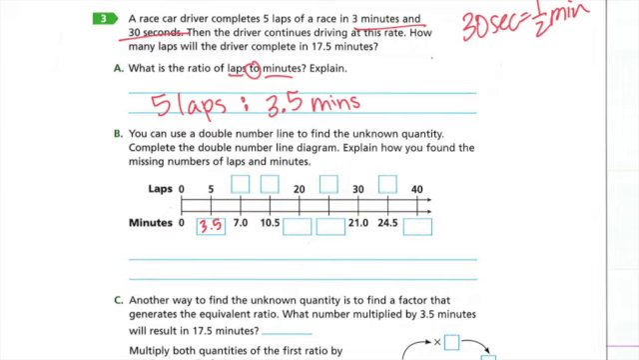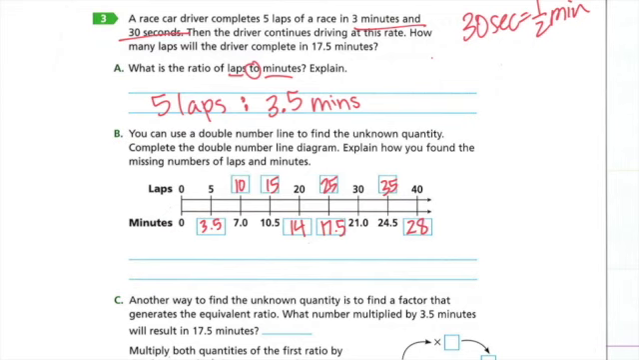So it goes 0, 5, so we're counting by 5. So we can count that. 5, 10, 15, 20, 25, 30, 35, 40. What are we counting by on the bottom? 3.5. So we're going to add 3.5 every time. So let's see. After 10.5, it would be 14. Plus 3.5 is 17.5. And at the end, 24.5 plus 3.5 is 28.